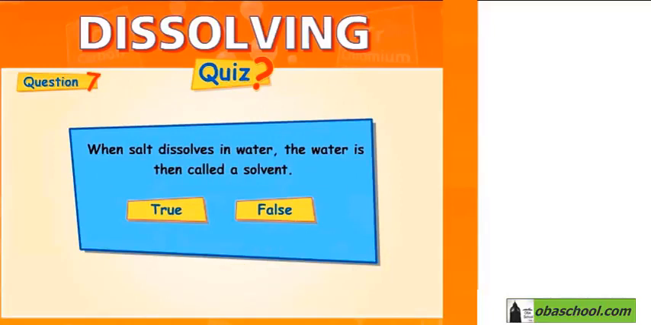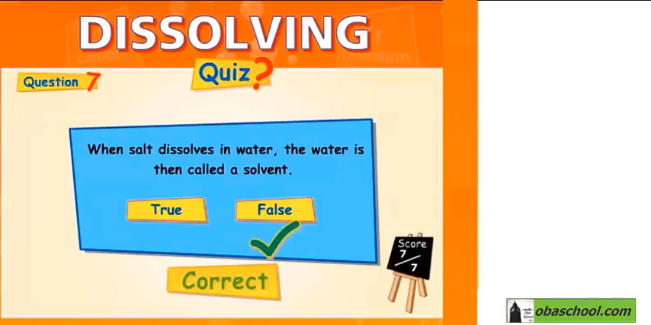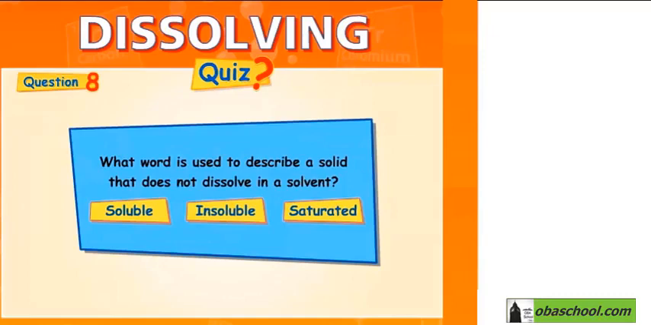When salt dissolves in water, the water is then called a solvent. True or false? False. Water is a solvent, whether we dissolve salt in it or not. Water is one kind of solvent, but it's not the only solvent. Remember, solvent is the liquid in which the solute dissolves.